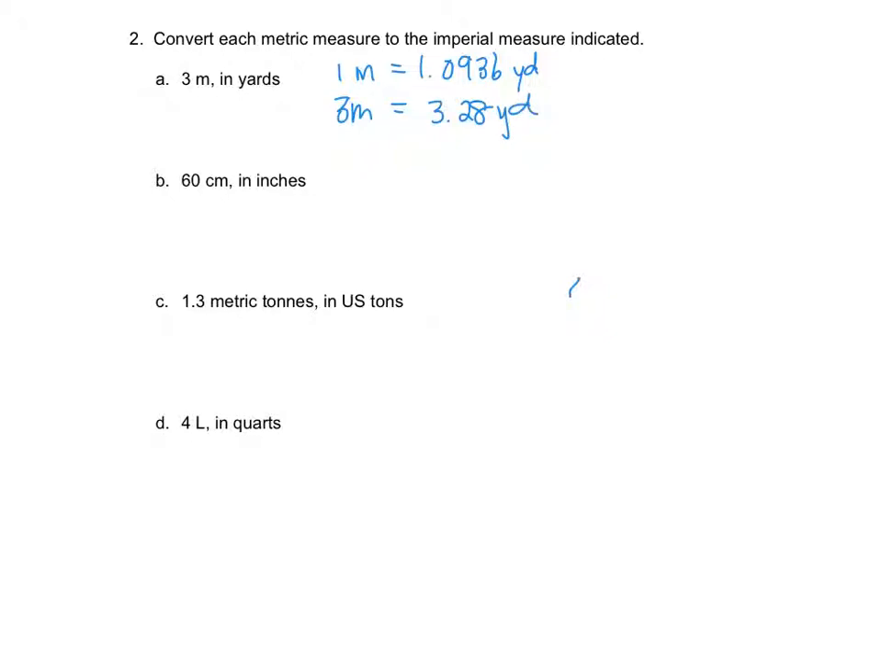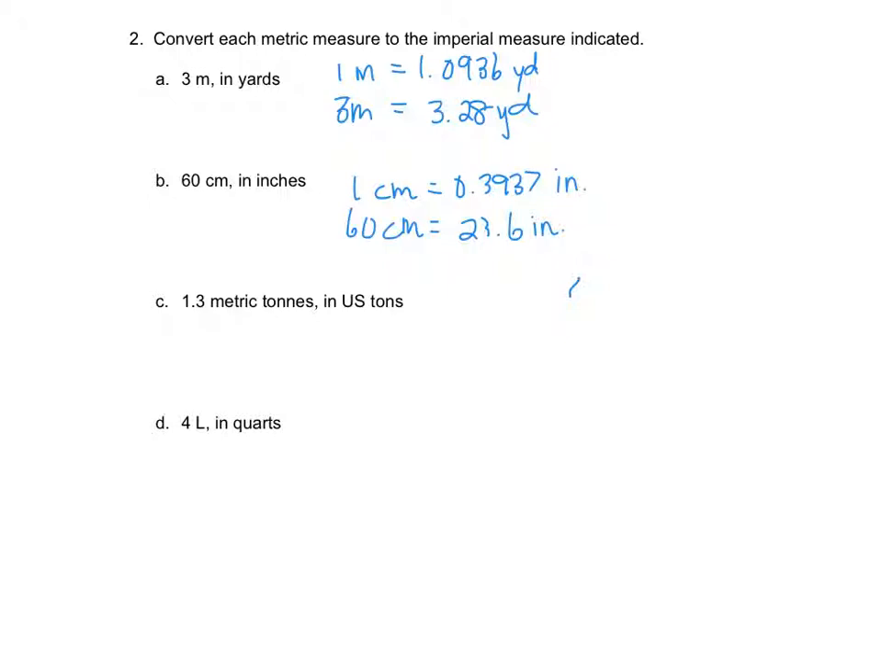Next one, 60 centimeters converted into inches. So we know that 1 centimeter is the same as 0.3937 inches from your charts. So to convert 60 centimeters, we will just multiply that by 60. 23.6 inches.